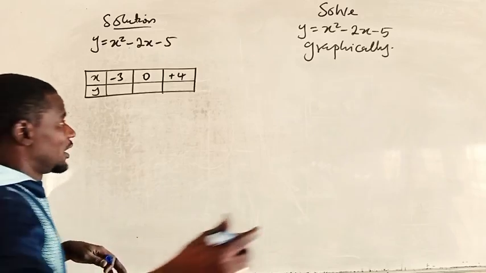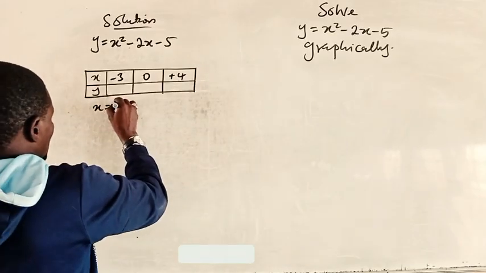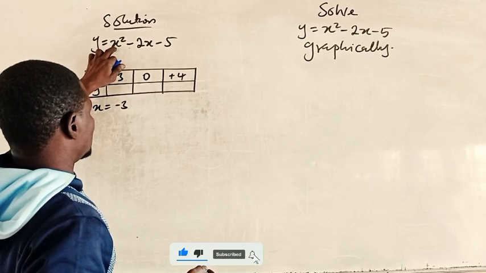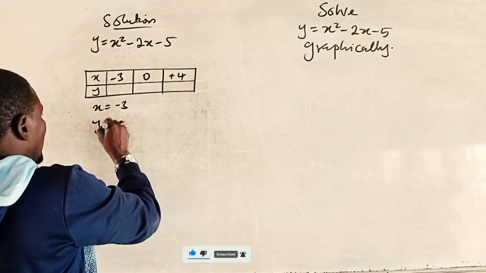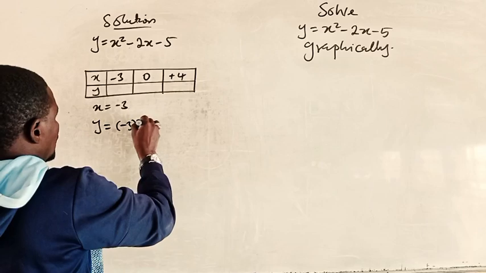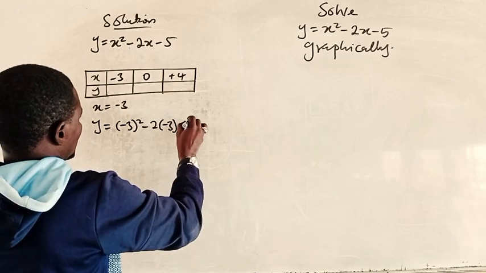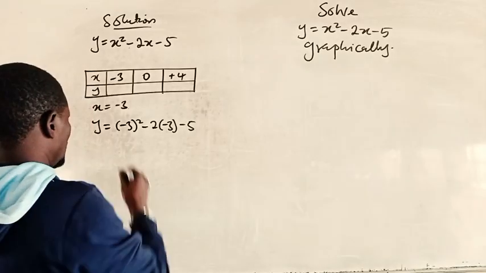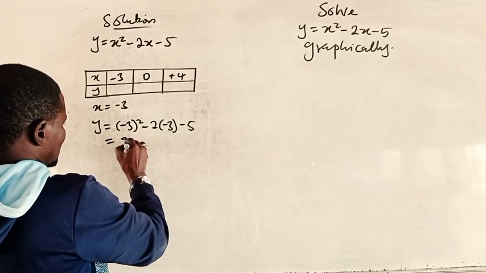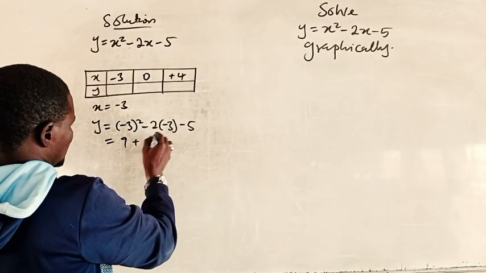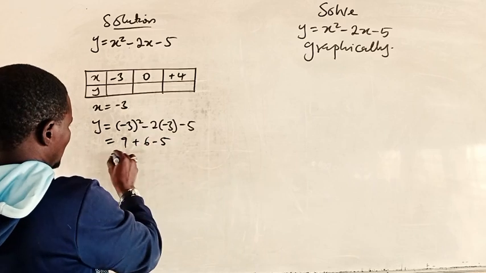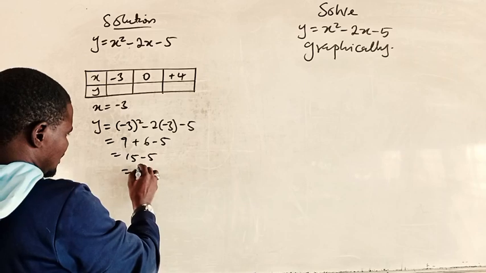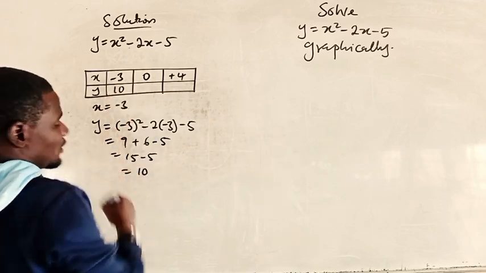So first of all, when x equals minus 3, what happens to y? Substitute x with minus 3 here so that we can know what our y is. That is minus 3 squared minus 2 bracket minus 3, minus 5. Minus 3 squared is just 9, minus times minus is plus, 2 times 3 is 6, then minus 5. 9 plus 6 is 15, minus 5, and this equals 10. That means here is 10.